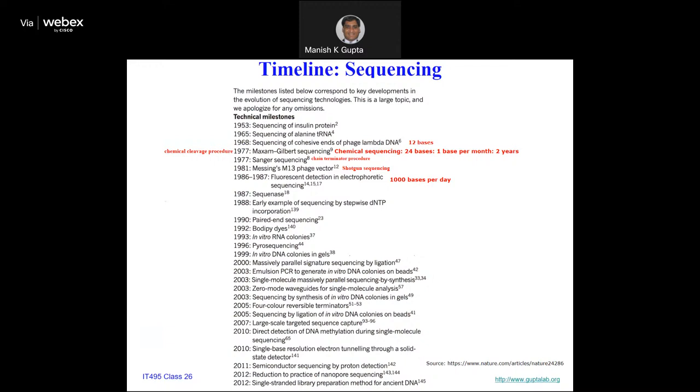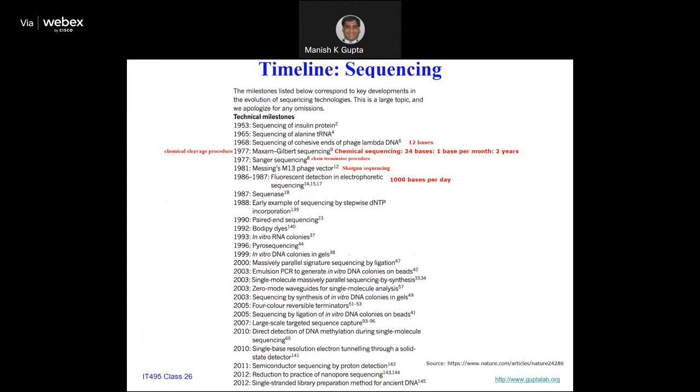This is a timeline of sequencing. Now, if you look, 1953: sequencing of insulin protein by Sanger, then sequencing of transfer RNA molecule in 1965, 1968. It was very tedious. Sequencing of cohesive ends of phage lambda virus, which infects bacteria, only 12 bases they were able to read, 12 bases in 1968. This is really very early days.